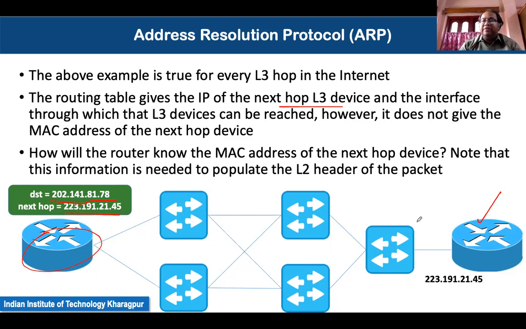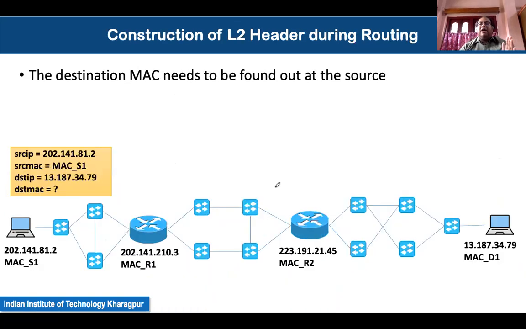So they are not directly physically connected. So you know that, well, I will forward the packet to this interface. So eventually it will reach this node, but how will it actually be forwarded? Again, here you will need the MAC address to do the actual forwarding. Now the question comes: how will the router know the MAC address of its next hop device? Well, you can note that this information is needed to populate the L2 header of the packet. Now in this context, let us look into how this L2 header is constructed during routing.